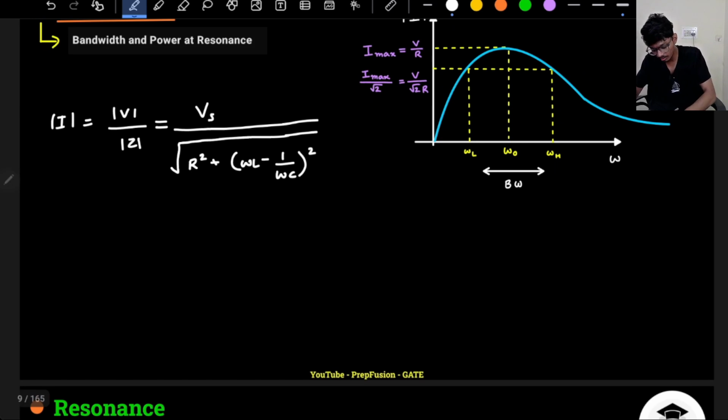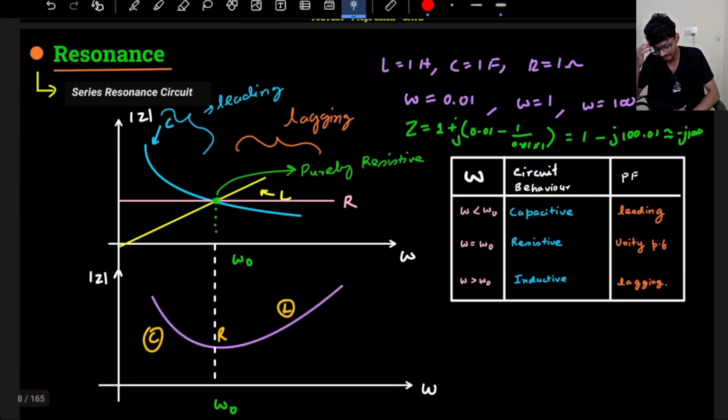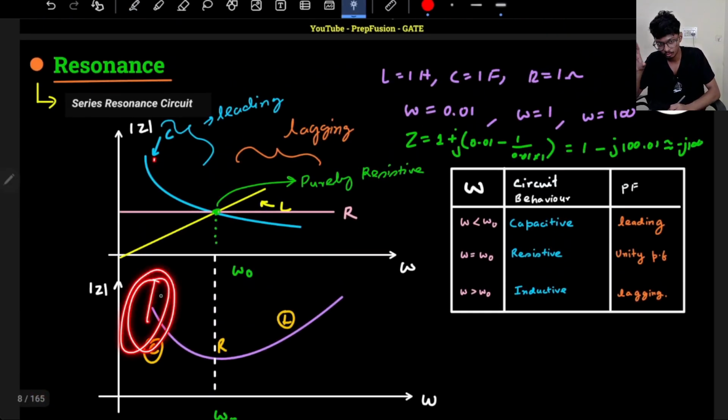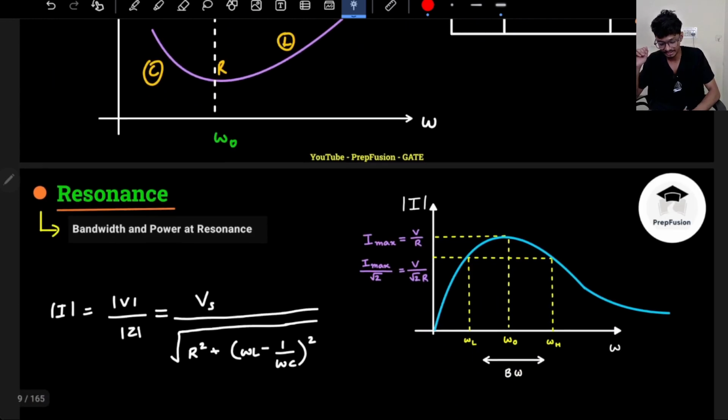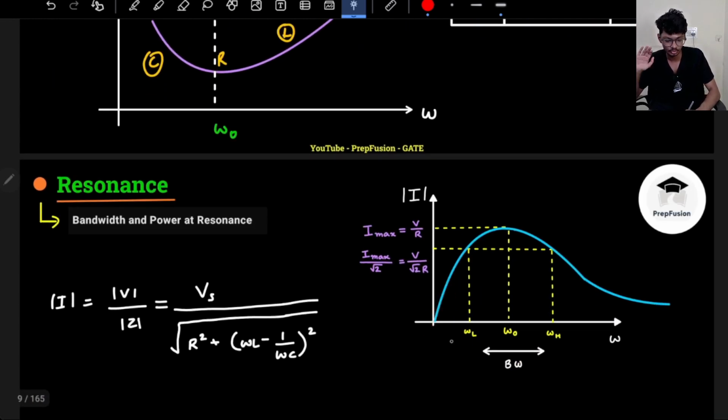So ultimately what you can see is initially, for lower values of frequency, the impedance is very high. If impedance is high, automatically your current will be very low. So it will be almost zero, because finite upon infinity is zero. So that's why this is zero.